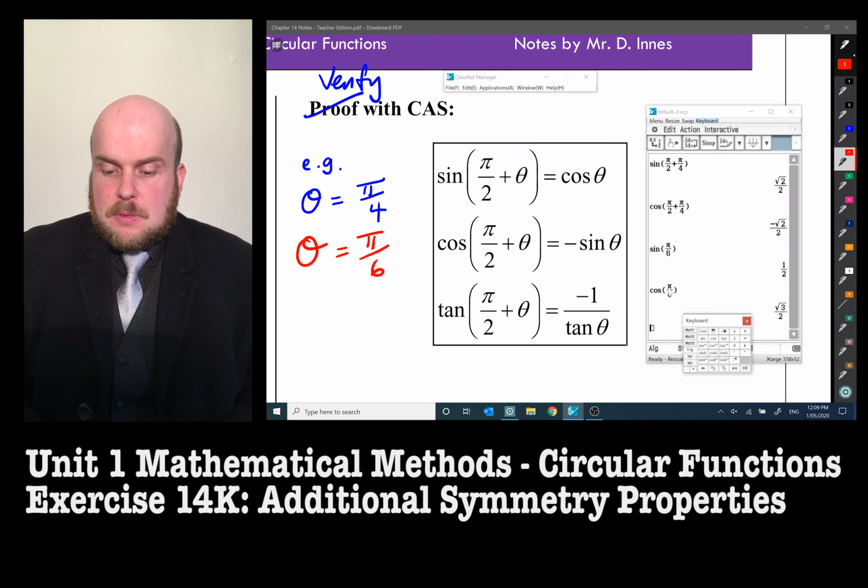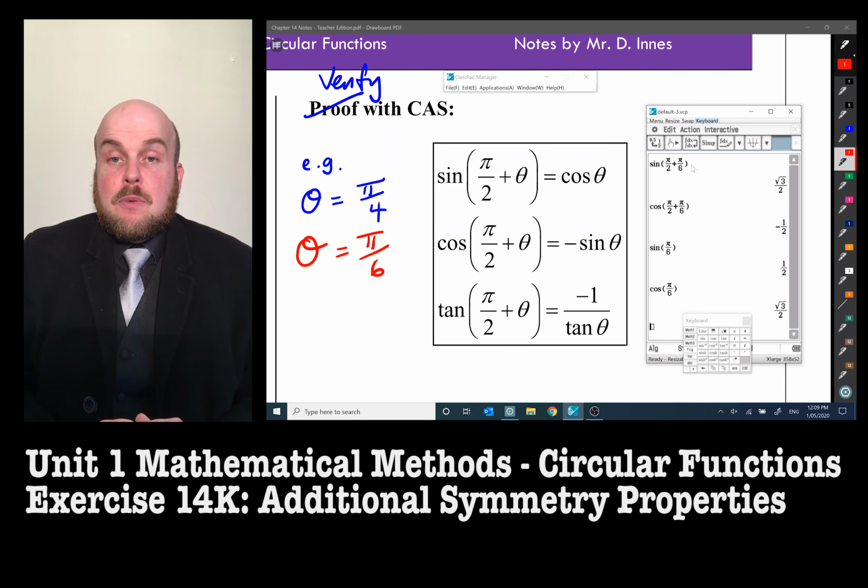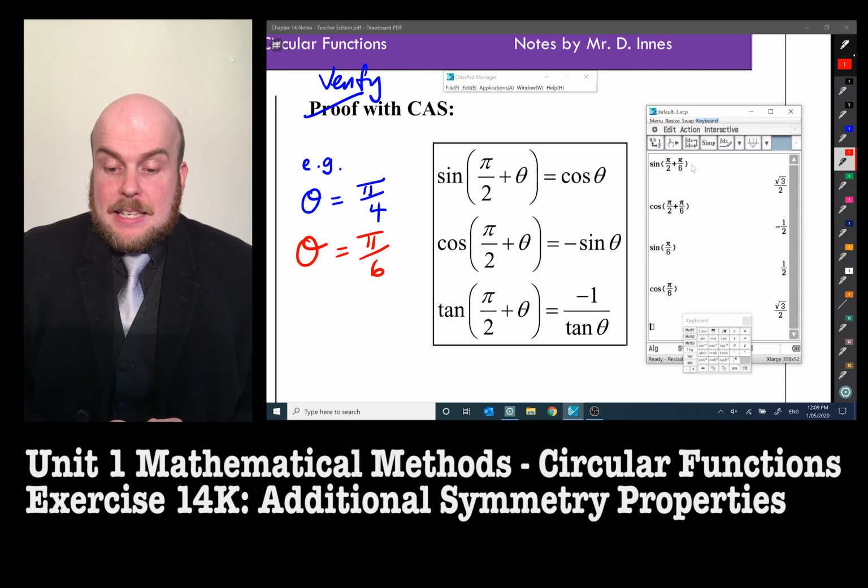So we're going to see what happens when I do sine of pi over 2 plus pi on 6 and cos of pi on 2 plus pi on 6. And I get root 3 on 2, and I get negative 1/2. So you'll notice there that they have become the opposite values. So sine has become cos pi on 6, and cos has become negative sine pi on 6.